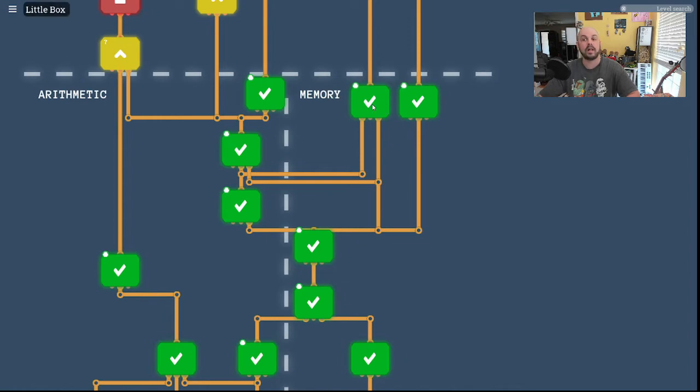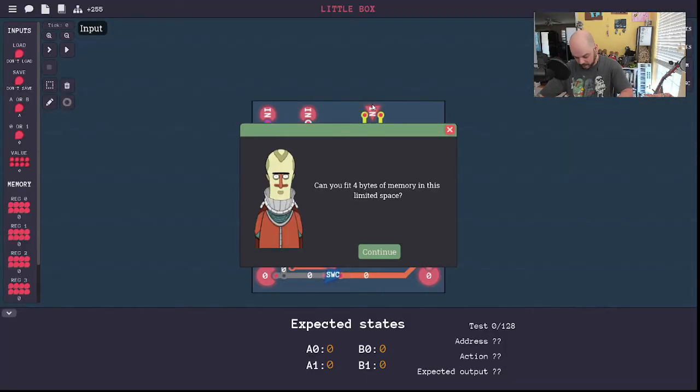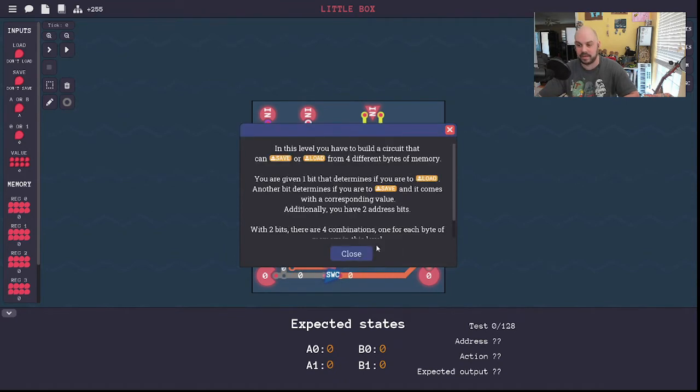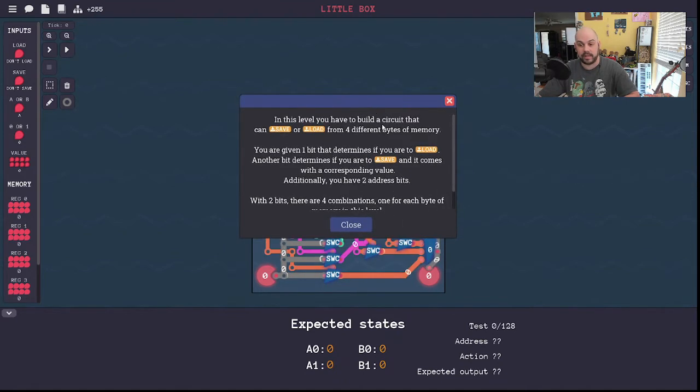Nice. All right, so little box. This one kind of frustrated me, and I wrote myself a little bit of notes, and I want to make sure that I remember what I wanted to talk about here. Can you fit 4 bytes of memory in this limited space? In this level, you have to build a circuit that can save and load. We've already seen that kind of stuff, right? We can either use an SR NOR latch as a save and load, because that was examples that we've given before. We can use a demultiplexer, because that will also allow us to have addressing. We've got all these different components we've learned so far. We just have to make sure we can cram it in.